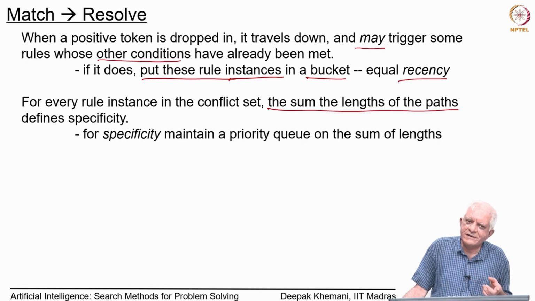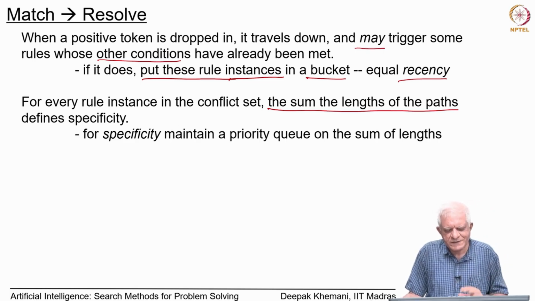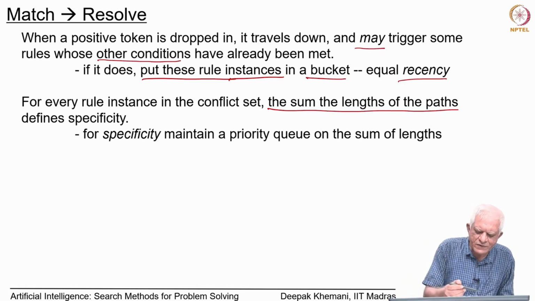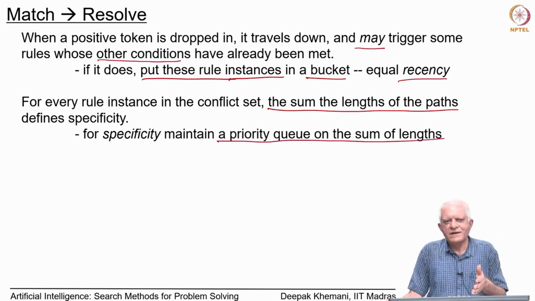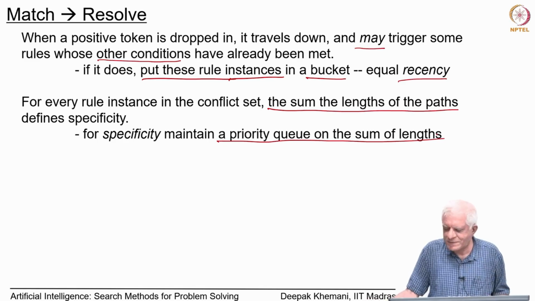Recency depends upon the data, which data was the last one to be inserted. Specificity simply looks at all the rules and says that of the rule instances that we have, this is the most specific. It can say that simply by looking at the rule, because you just look at the paths which lead up to that rule, add up the lengths, and you have specificity. So, if you want to use specificity as a strategy, you can just maintain a priority queue on the sum of the lengths of this thing and keep taking rules along these things. So, the 2 major strategies have been taken care of here.